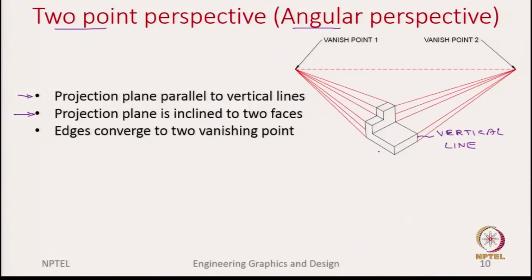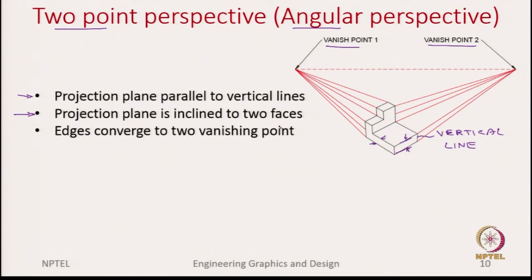So, in this case what we see is there are two vanishing points. Essentially, these lines which capture, let us say, the depth, all converge into vanishing point 2, but these lines which capture the width all converge into vanishing point 1. Okay.